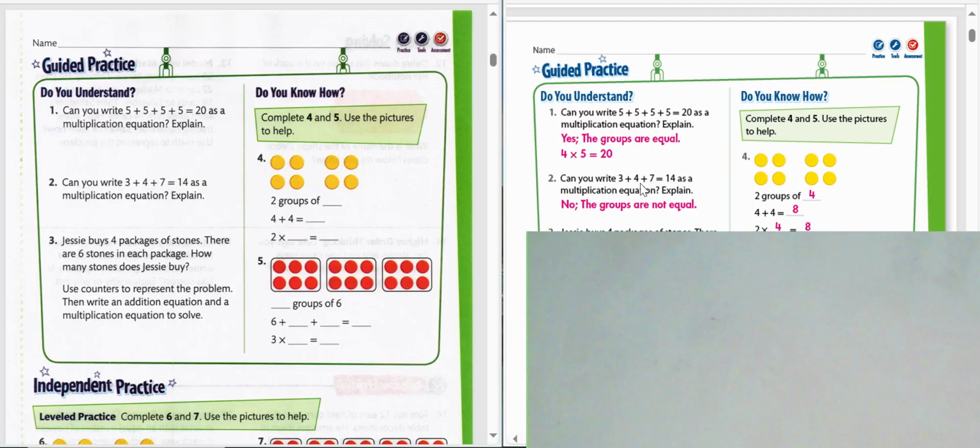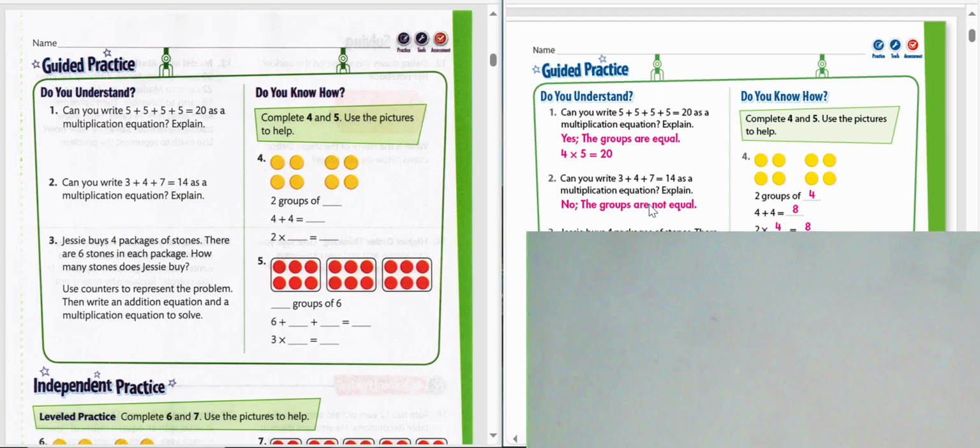Can you write 3 plus 4 plus 7 equals 14 as a multiplication equation and explain? No, the groups are not equal. We must write equal elements in each group. 3 plus 4 plus 7 equals 14, no, we can't do it because these groups are not equal. So in this example, we must have equal groups to find the multiplication, because multiplication is repeated addition.